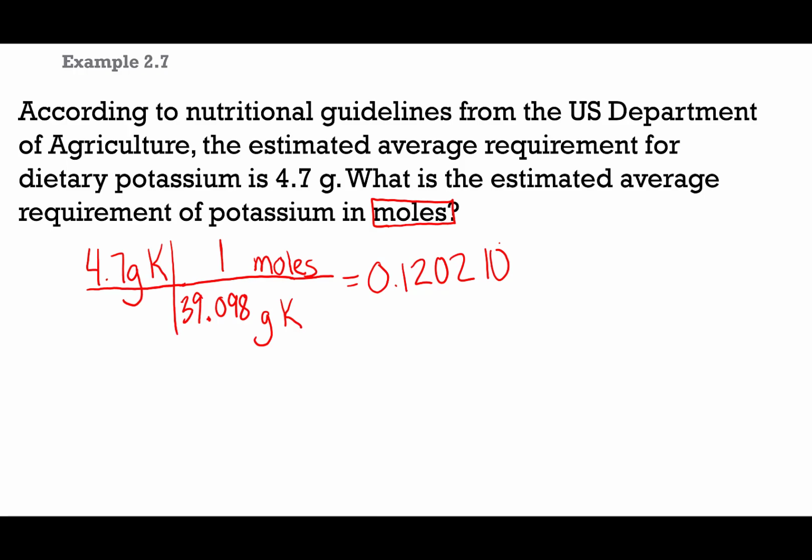Sig figs, you have to think about sig figs, right? So we have to look back at the measurement that was taken. The measurement that was taken was 4.7. That has 2 sig figs. So when I report my value, I can only report 0.12. And then looking at my units, grams of potassium cancel, and we're left with moles of potassium.